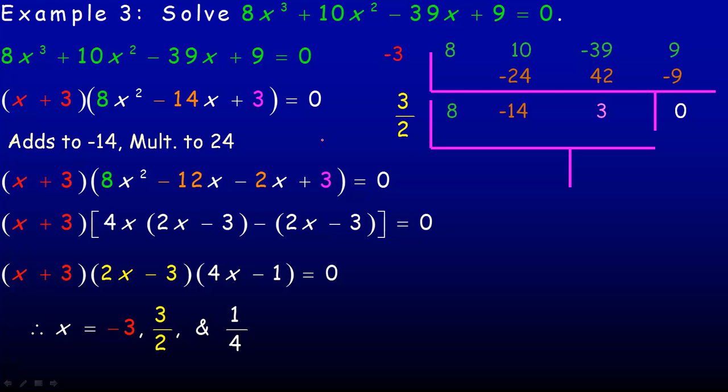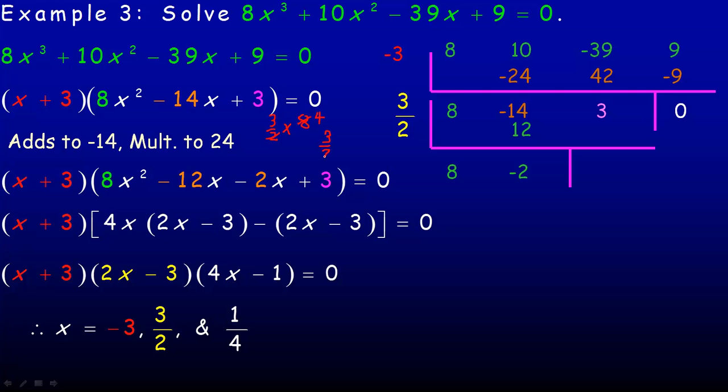3 halves times 8, and let's see here. We'll do this right over here. 3 halves times the 8. The 2 goes into 8 4 times, and so 3 times 4 is 12. And so once we bring 8 down, 3 halves times 8 gives us the 12, so put 12 there. And negative 14 and 12 add to negative 2, and then we'll multiply that 3 halves by negative 2.